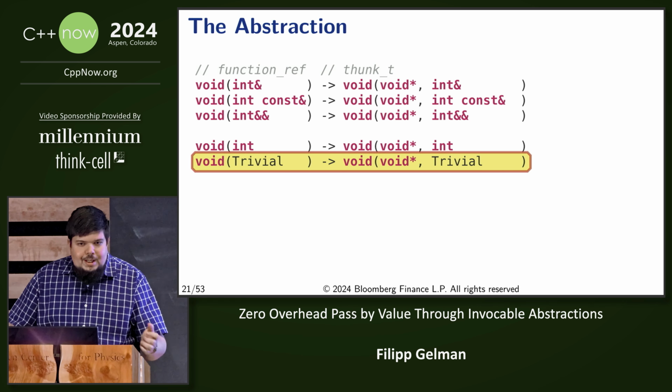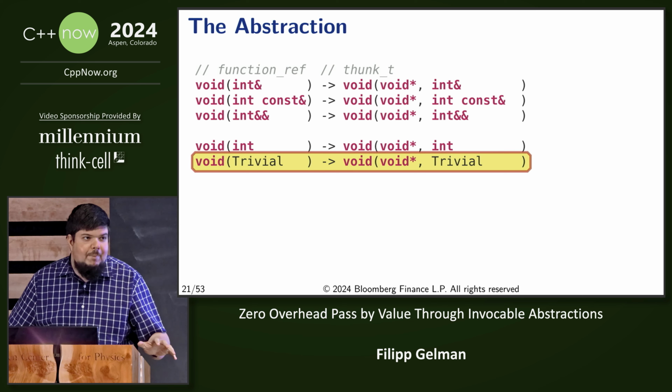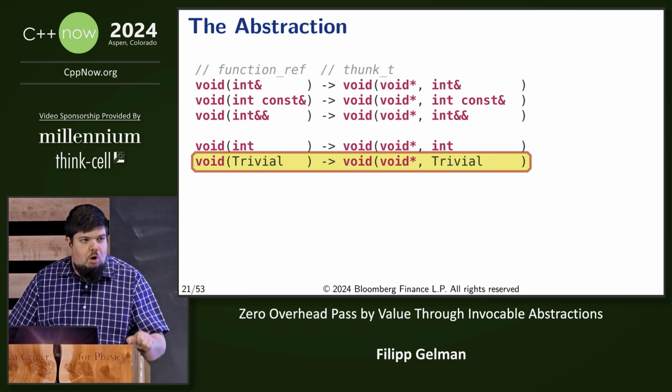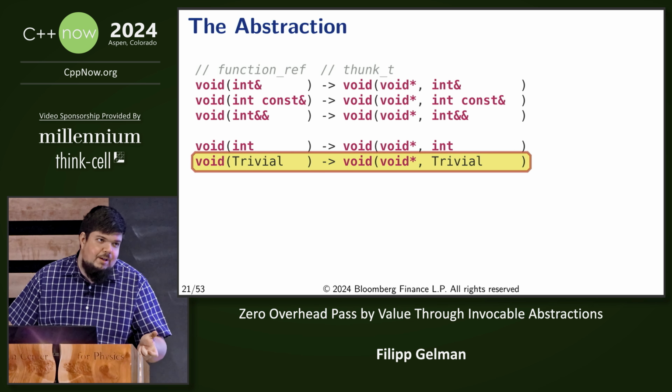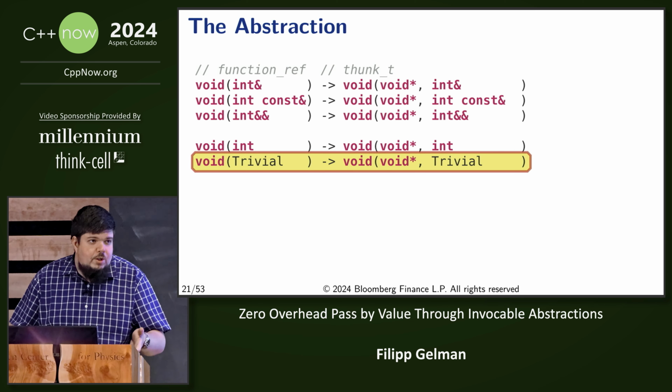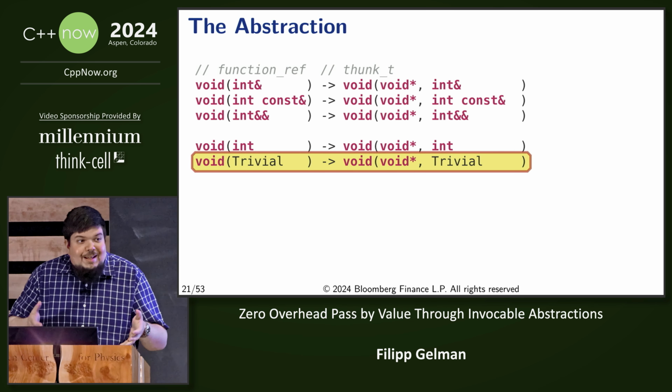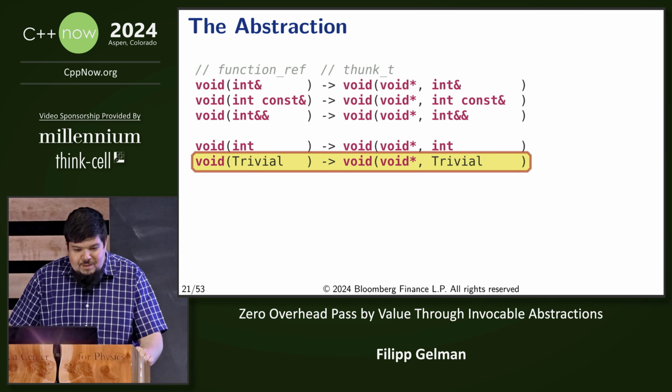And if we were to make this forwarding references and the compiler could not inline the whole thing, then it would be forced to spill all those trivial things to the stack. And there's just no benefit to doing that. So if we're already looking at the ABI, it's a nice optimization to do.